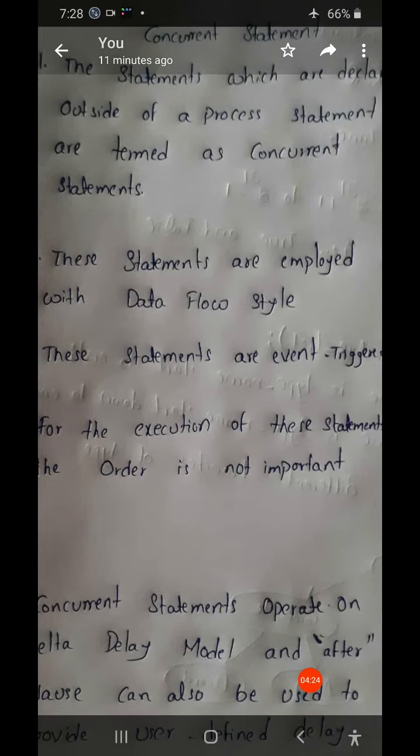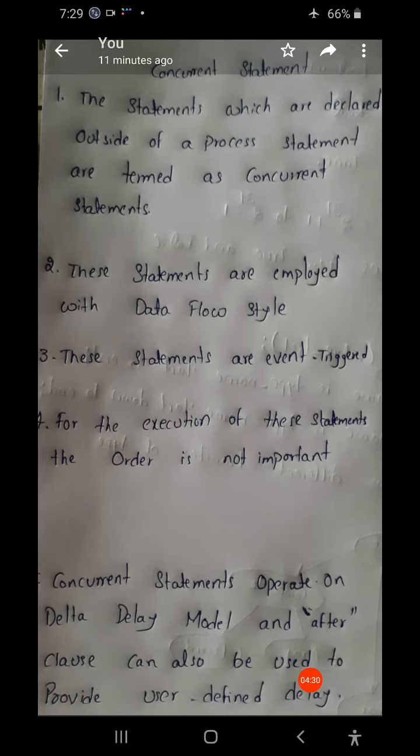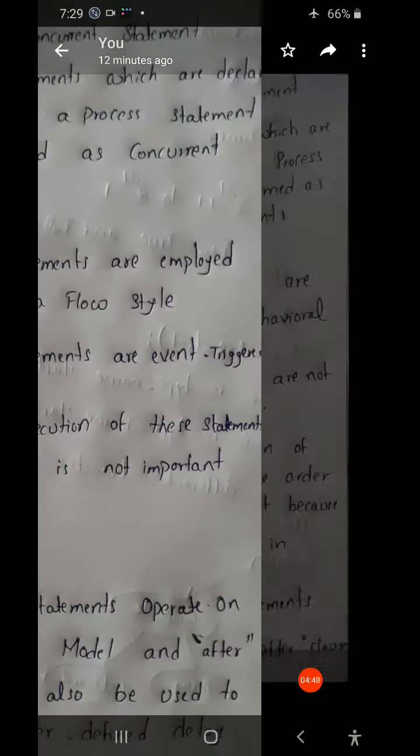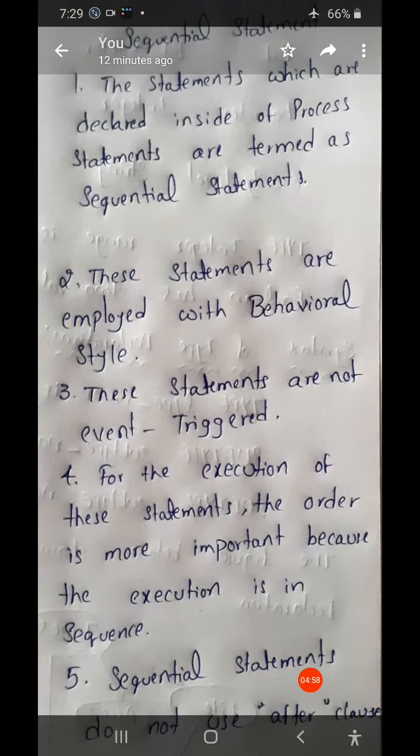Next, for the execution of concurrent statements, the order is not important. For the sequential statements, the order is more important. Why? Because those are in sequence. Next, the concurrent statements can be used with the after clause to provide a user defined delay, whereas the sequential statements cannot be used with the after clause.